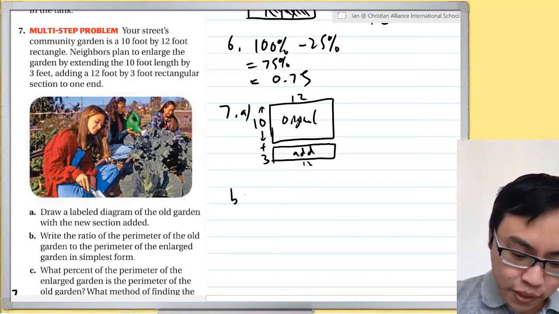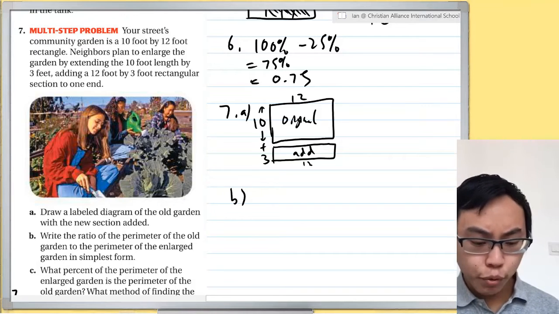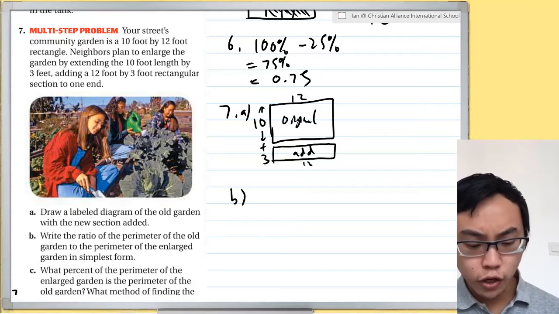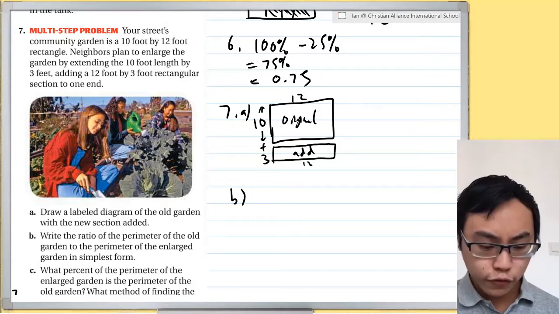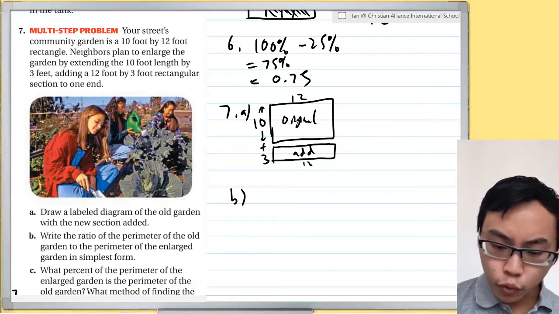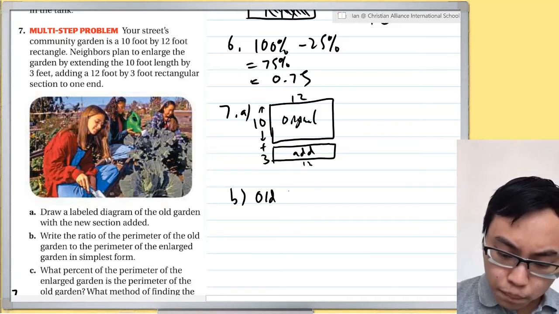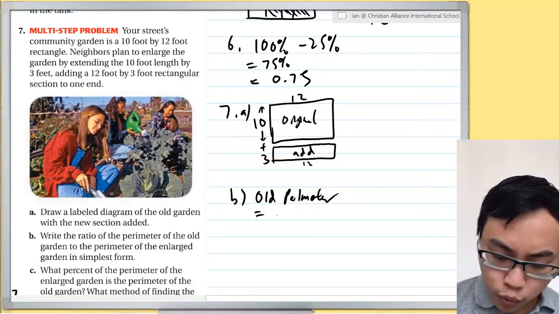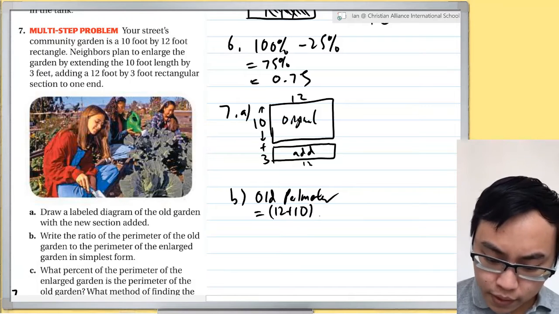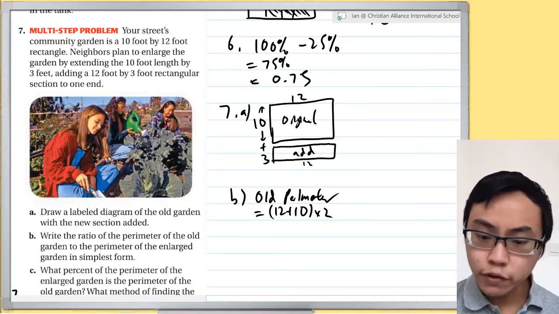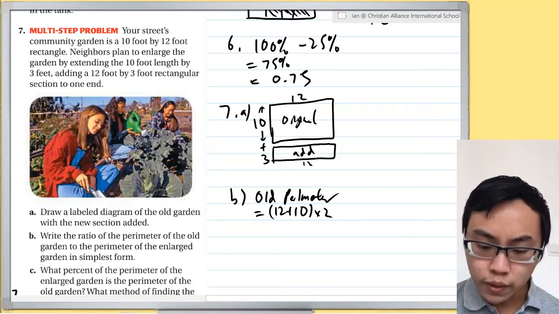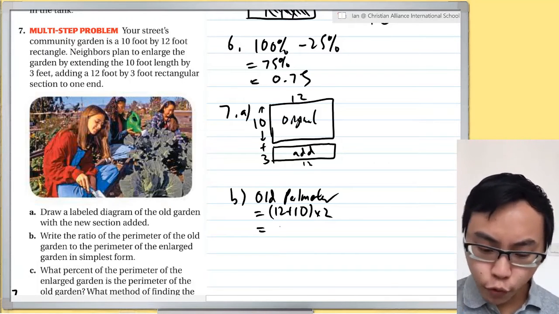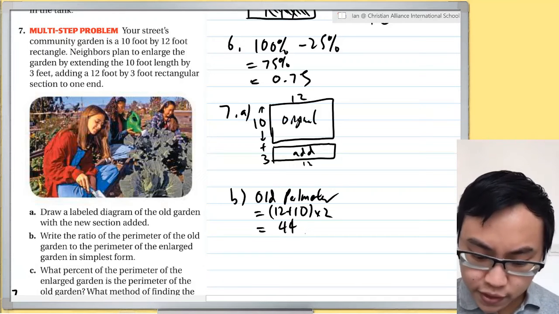And then for B, write the ratio of the perimeter of the old garden to the perimeter of the enlarged garden in simplest form. First of all, the old perimeter is equal to 12 plus 10, times 2. That's the perimeter of a rectangle. 12 plus 10 is the old one, so that's going to be 22 times 2, which is 44 feet.